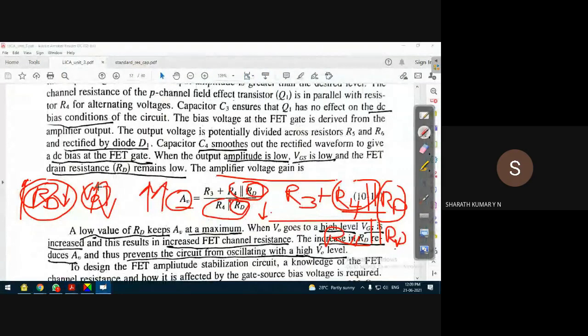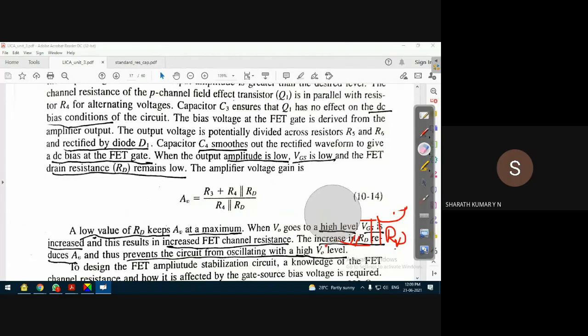Sorry, when the output voltage increases, channel resistance increases. When channel resistance increases, the effective resistance of this network increases. As the effective resistance R4 parallel RD increases, voltage gain decreases. Very simple. So that's the basic principle of operation of this stabilization network.